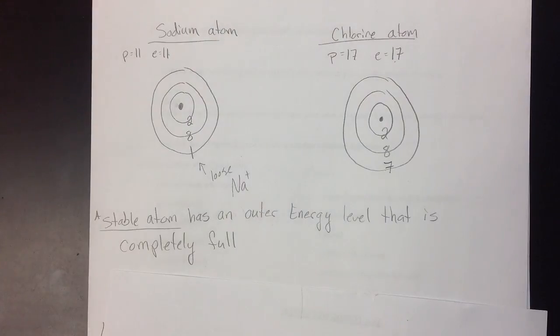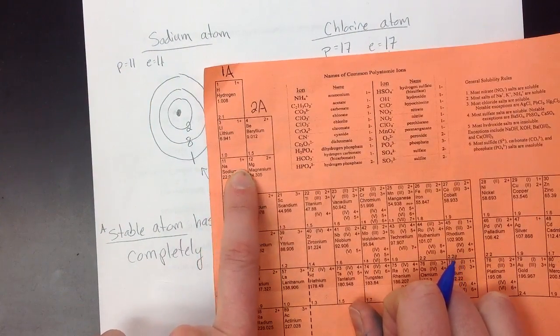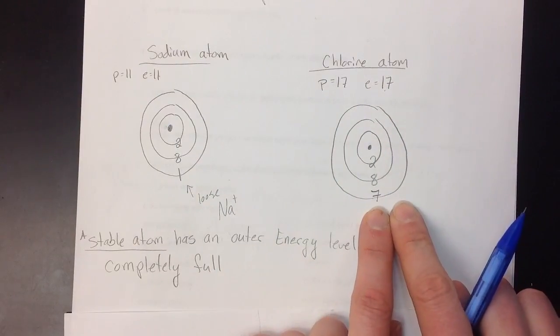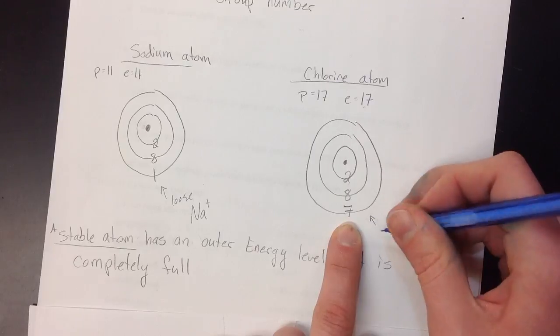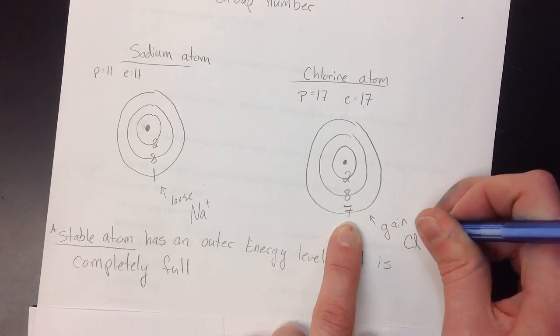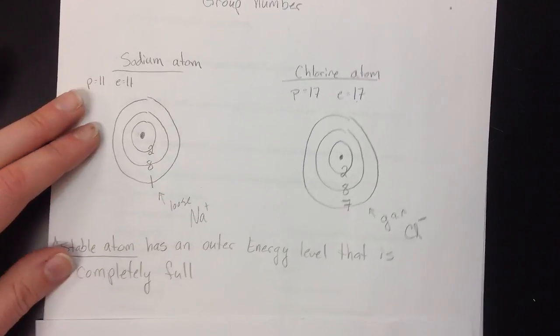And if we look on the back of our periodic table that you got in class, sodium has a +1 charge. If chlorine was to gain another electron in order to be stable, it would become Cl, gain another electron, Cl-. So that's why they become ions, in order to fill those outer energy levels.